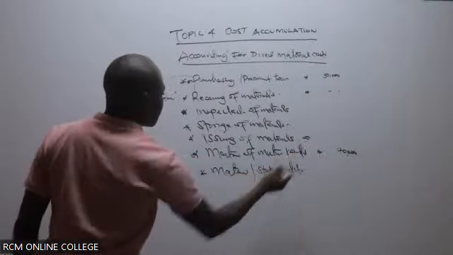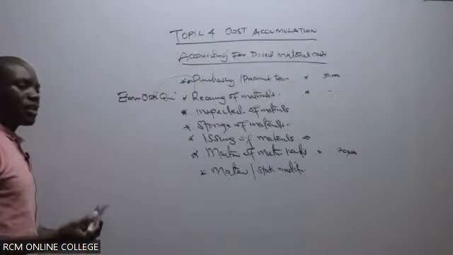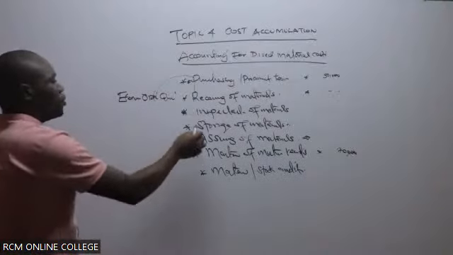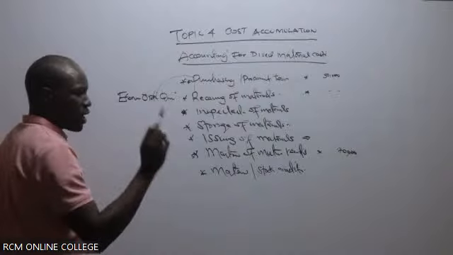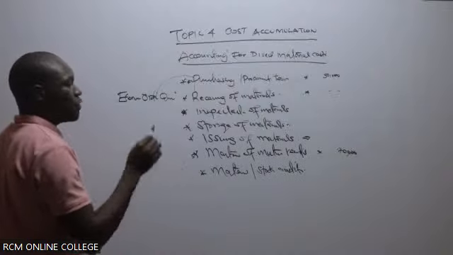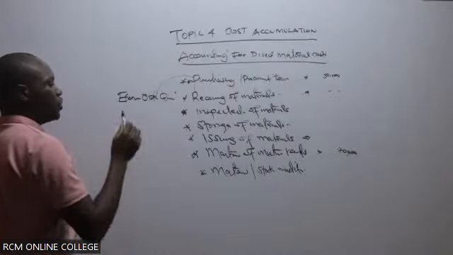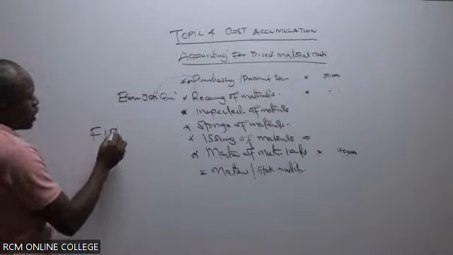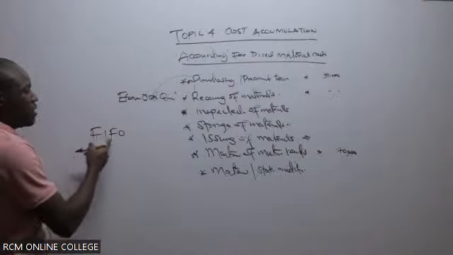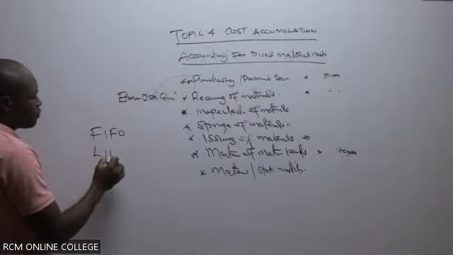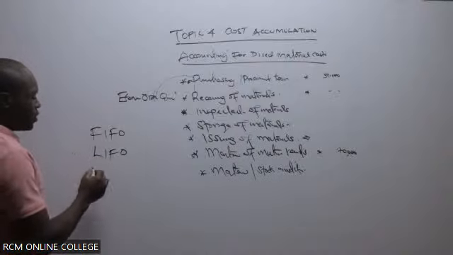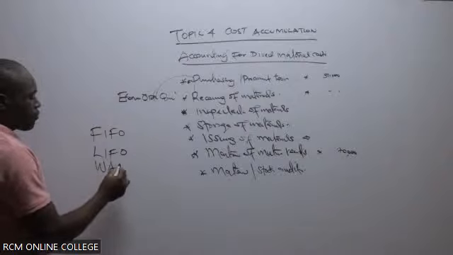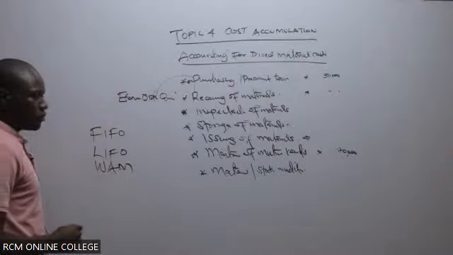Under issuing here, you will tell us that after receiving these goods, you are going to issue these materials, or even the finished product, you're going to issue them, one, by use of FIFO. So we are going to look at some methods here. First in, first out, LIFO, last in, first out. Then you're also going to look at weighted average method.